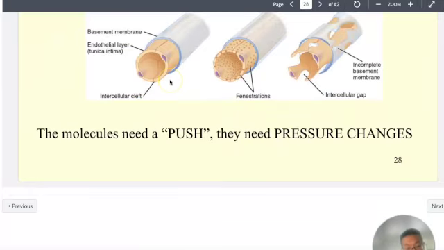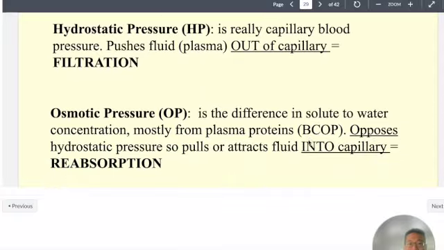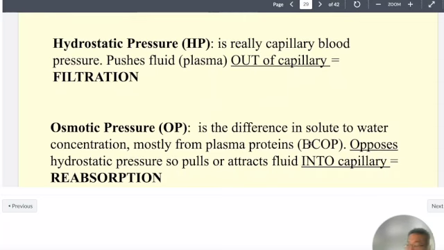A lot of times molecules just don't flow right through. They need to be pushed. This is where we need to learn a couple of ways things can flow through. So the first one is hydrostatic pressure.